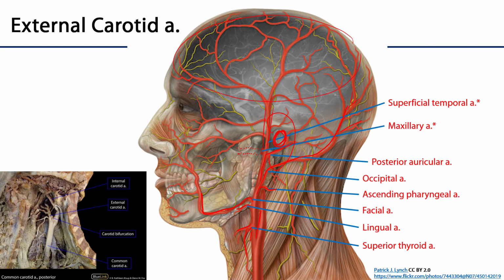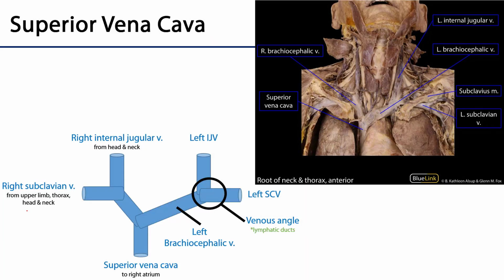We can see here a posterior view, so the vertebral column has been cut away. We can see the common carotid artery. There's the internal carotid artery heading up into the cranium. You can see superior thyroid, lingual, facial, and then a couple of other branches that I'd rather not speculate on their origin without seeing where they're targeting.